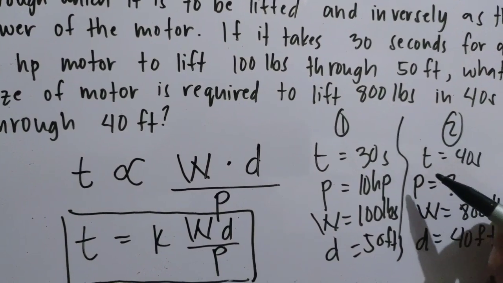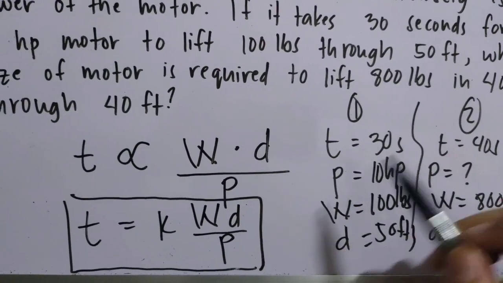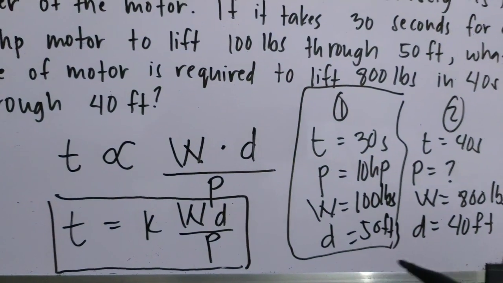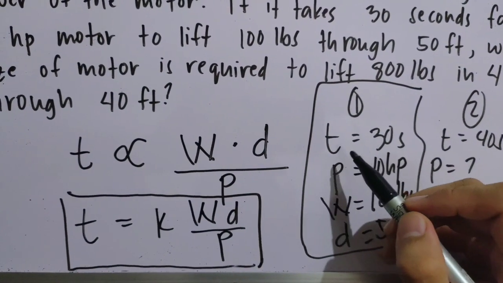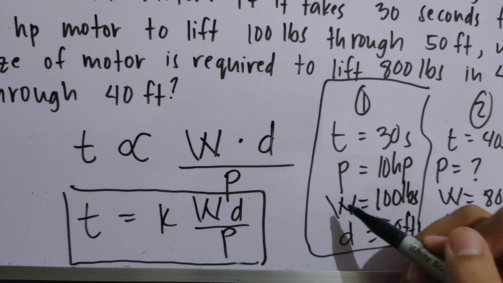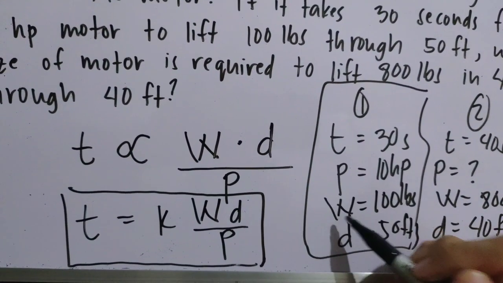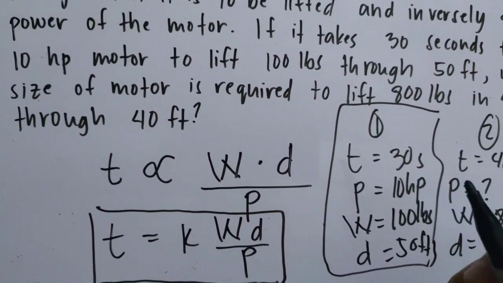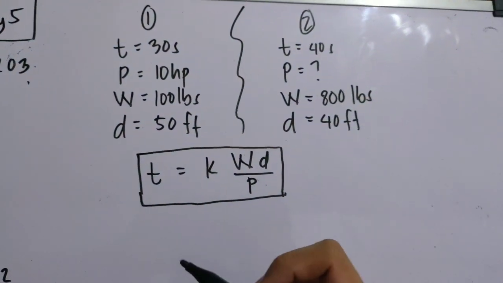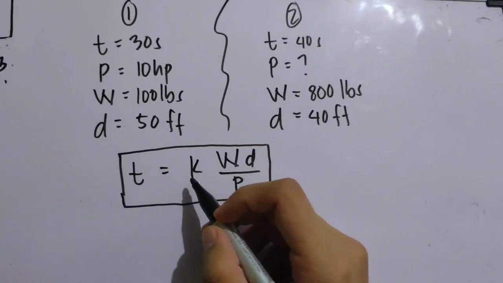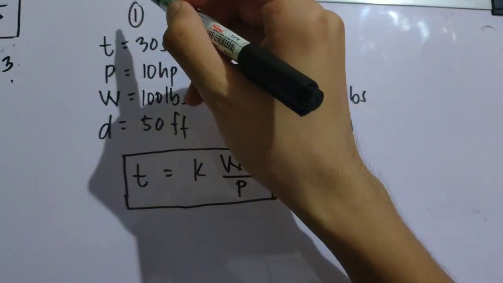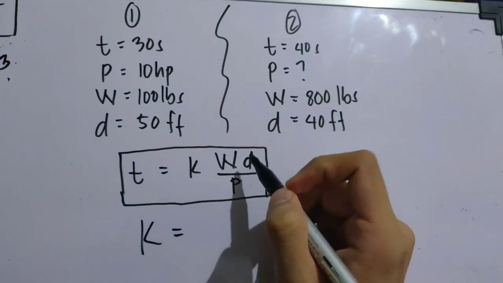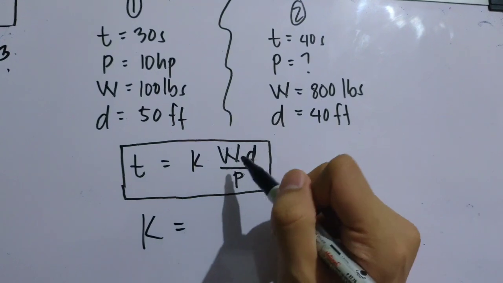So, as usual, yung ginagawa natin, kukunin muna natin yung value ng K gamit tong kompletong condition natin. Ito yung kompletong condition natin. Meron tayong time, meron tayong power, meron tayong weight, tsaka distance. So, masasolve natin yung value ng K gamit to. So, mag-erase muna tayo. Ito na yung mga values at yung formula natin. So, una, isasolve natin yung value ng K gamit tong first condition natin. So, K is equal to, ilipat natin yung P dito tsaka yung WD.